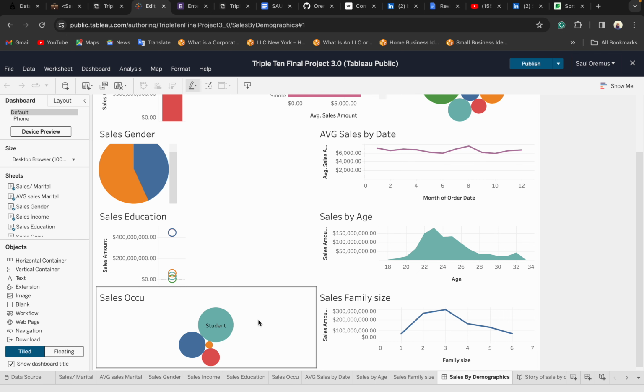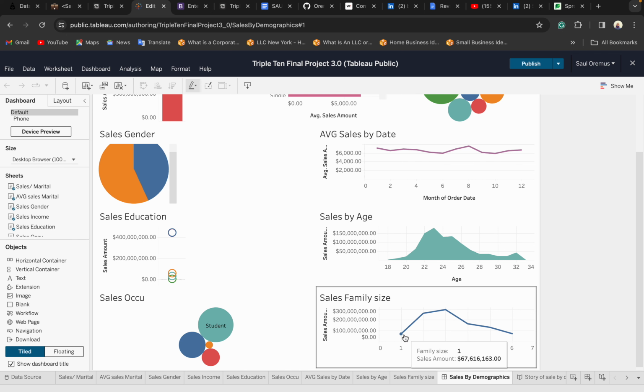in comparison to everybody else. That usually means that housewives are doing more cooking at home as opposed to ordering food. So that's pretty consistent with some of our previous assumptions as well. As we can see, students make up the majority of our sales, so much so that even if you combine the rest of them together, they still don't match up to what the students are paying in occupation. So it's very interesting for us to see.